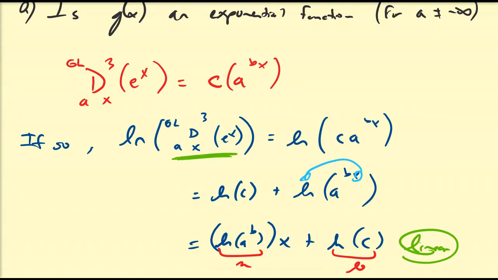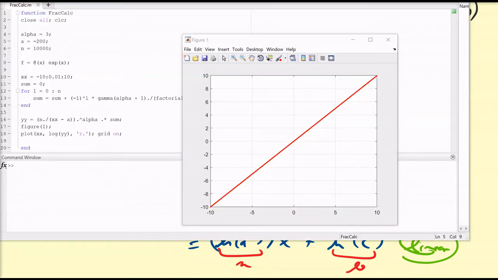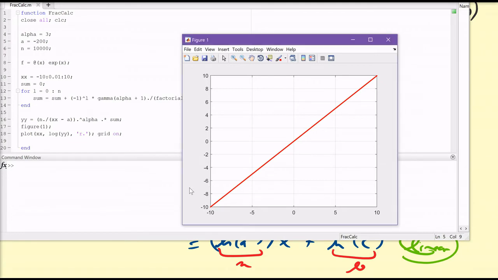So this is going to be an exponential function if and only if the logarithm of the Grunwald-Letnikov derivative output is going to be linear. So we can easily go to Matlab, take the log of yy, and see what that gives us. Alright, so if we take a look at the logarithmic transformation of the Grunwald-Letnikov derivative of order 3 at base point negative 200, we see that this line is pretty much, at least it appears to be a linear function.